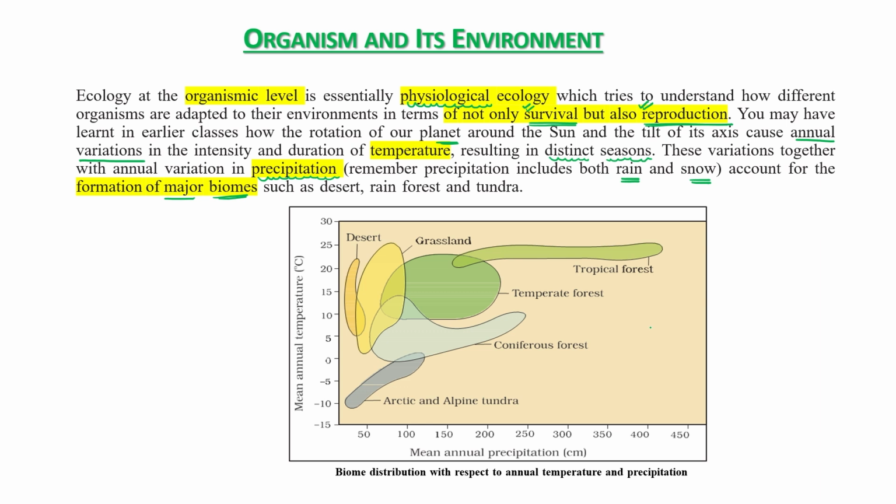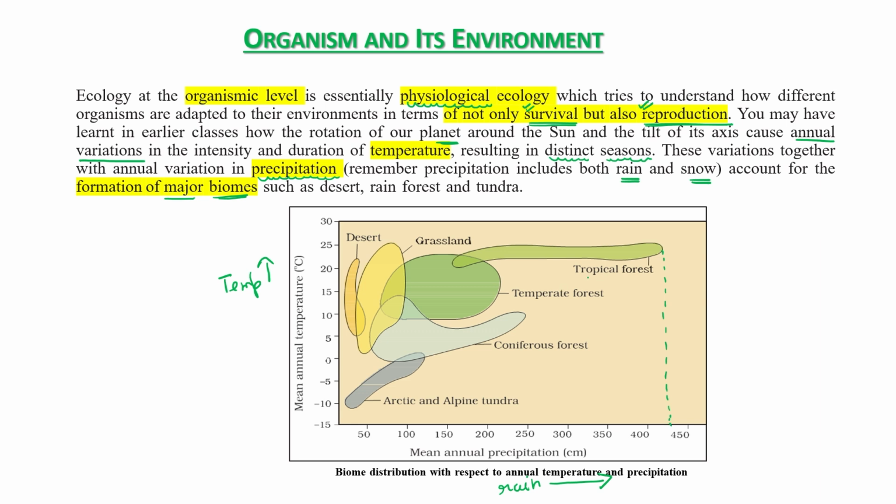As you can see in this particular graph, I have taken this graph from your NCERT book. On the x-axis they have given mean annual precipitation in centimeters, and on the y-axis they have given temperature. So here temperature, here rainfall. Maximum rainfall occurs as we move from 0 towards the high points 50, 100, 150, 200, 250, 300 here.